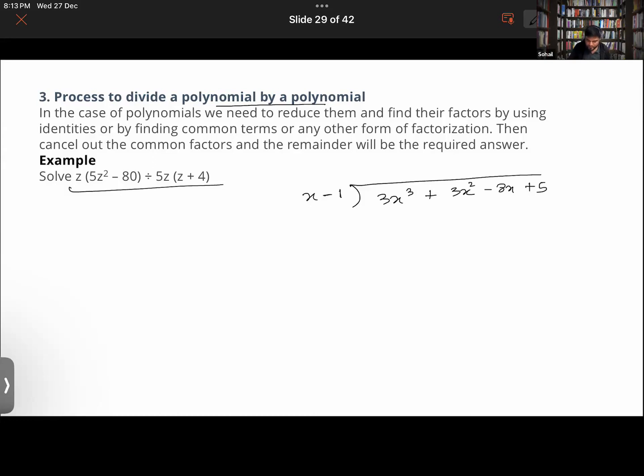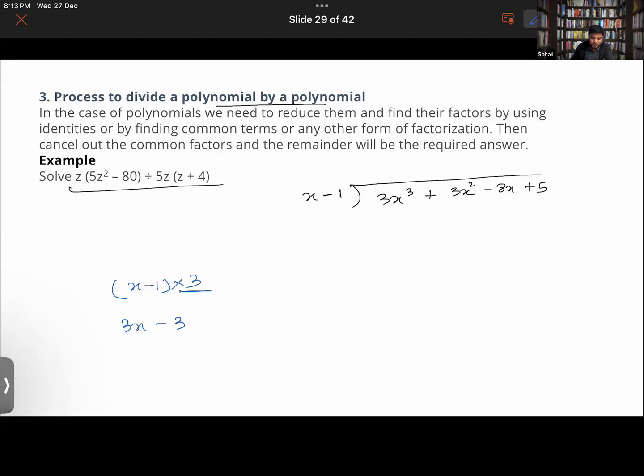Let's take it to be x square. First of all, look at these two terms here. What should I multiply this given polynomial, x minus 1, with so that I get either 3x cube plus 3x square, or a value close to it? What should I do? You should multiply with 3. Let's see what that gives you: 3x minus 3.